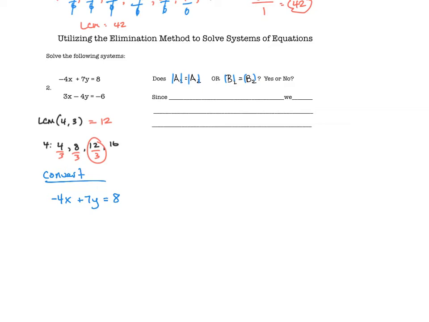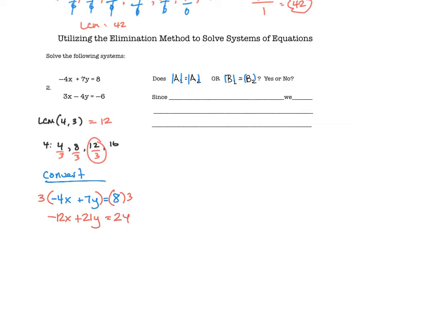So I want 4 to be 12. Well, how do you turn 4 into 12? Done by the multiplication property, you multiply 4 by 3. So therefore, the answer, you go like this, put a 3. Multiplication property states, got to multiply both sides. So here we go. 3 times negative 4 is negative 12x. 3 times 7 is positive 21y. And 3 times 8 is 24. So there's system 1, okay?